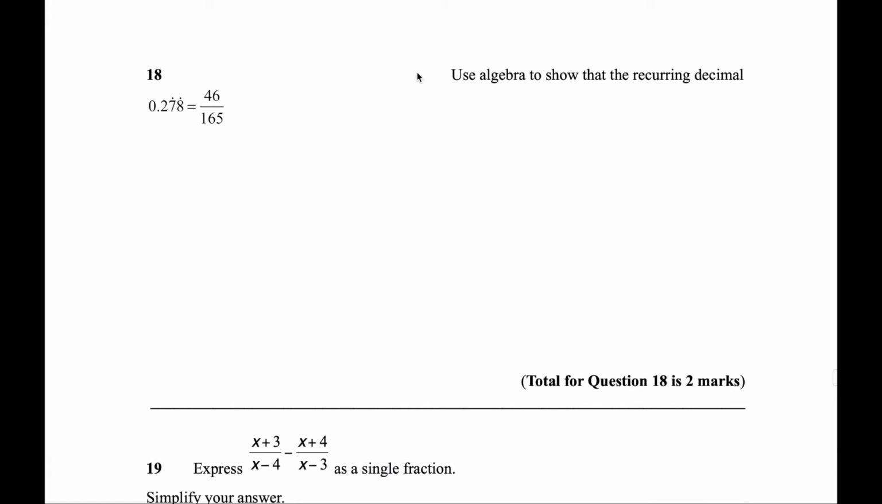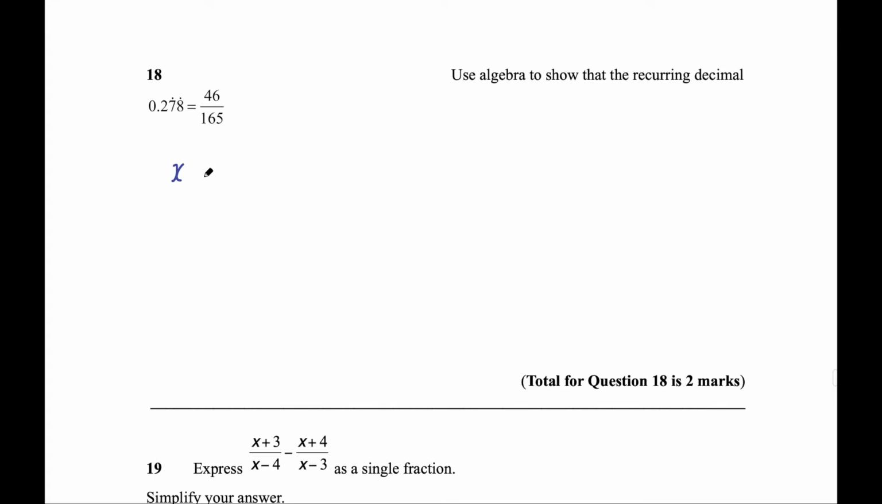Question 18 says, use algebra to show that the recurring decimal 0.278, where 78 are recurring, equals 46 over 165. Okay, a fairly standard method to doing these types of questions, and maybe you've seen me do this before, but let's go through it in as much detail as I can.